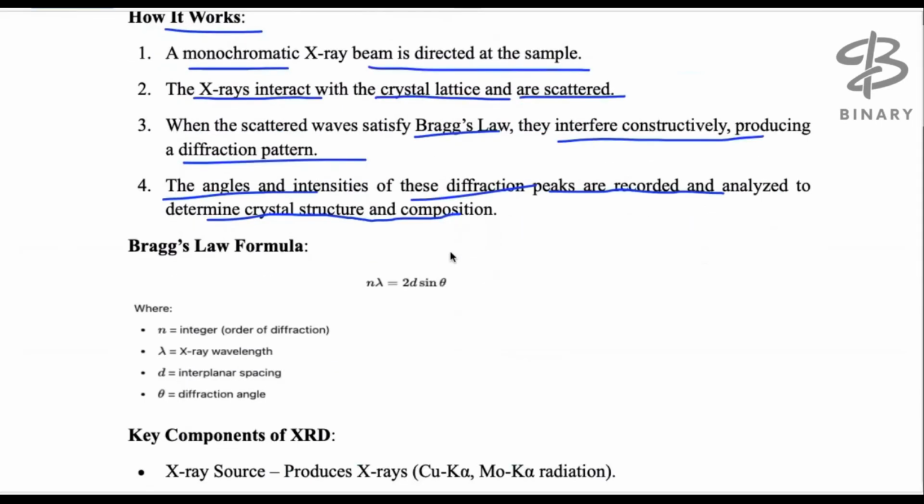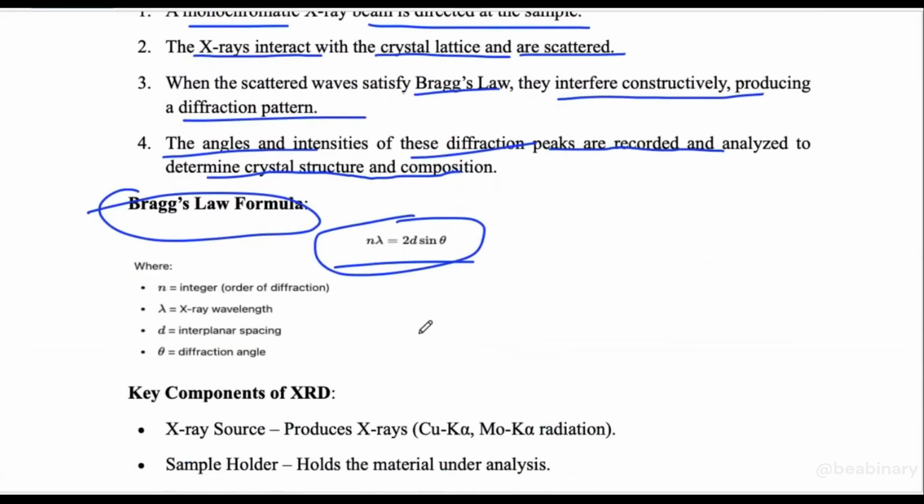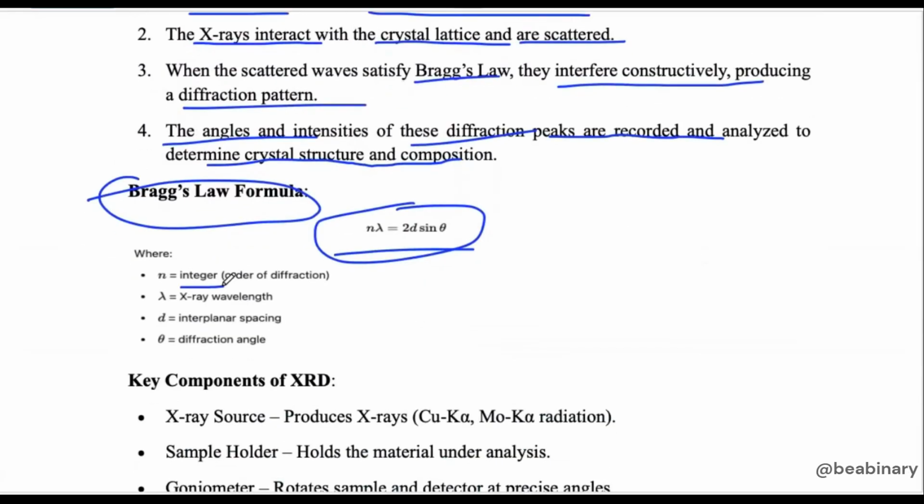and composition. What is Bragg's law? Bragg's law formula is: n lambda equals 2d sin theta. Where n is just an integer. It could be anything, it is just a number. Lambda is the X-ray wavelength.